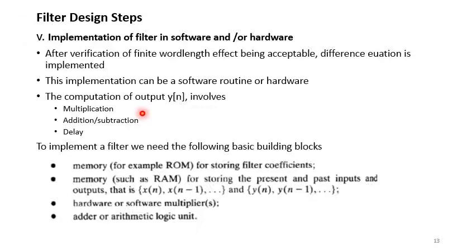So the implementation can be a software routine or hardware implementation, right? And you understand in digital filters we have three types of operation: multiplication, addition or subtraction, and delay. So to implement a filter we need the following basic building blocks. We need a memory like ROM for storing the filter coefficients. We need memory like RAM for storing the present and past values of the input and output. And we need hardware or software multipliers, and we need adders or arithmetic logic units.